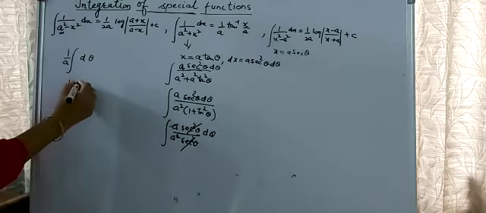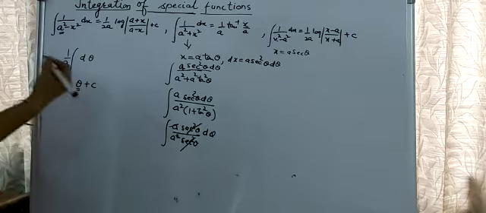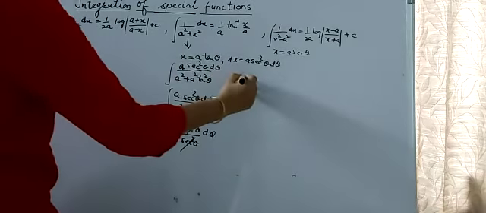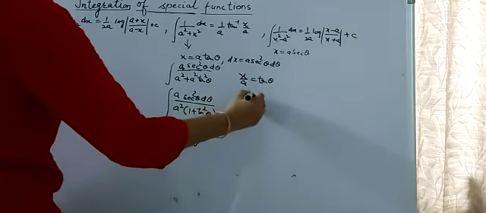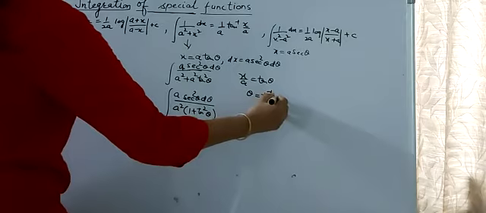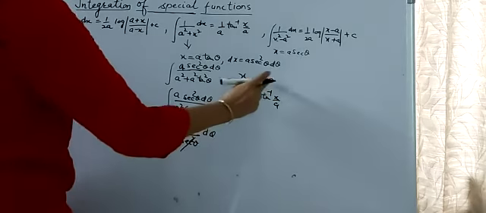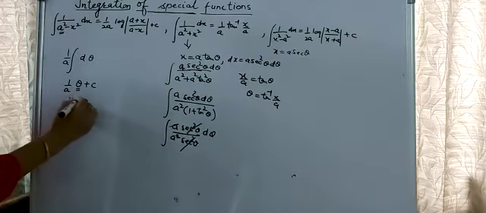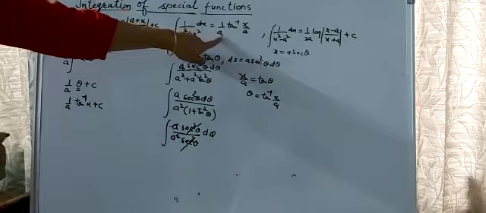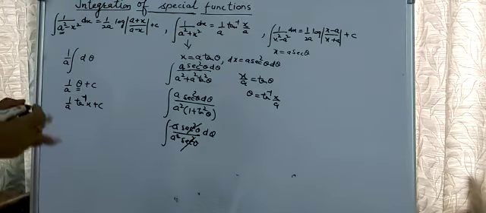And what is the integration of this? Theta. Now here we have to put back the value of theta. From this, x upon a is tan theta, so theta is equal to tan inverse x upon a. So the answer is 1 upon a tan inverse x upon a.